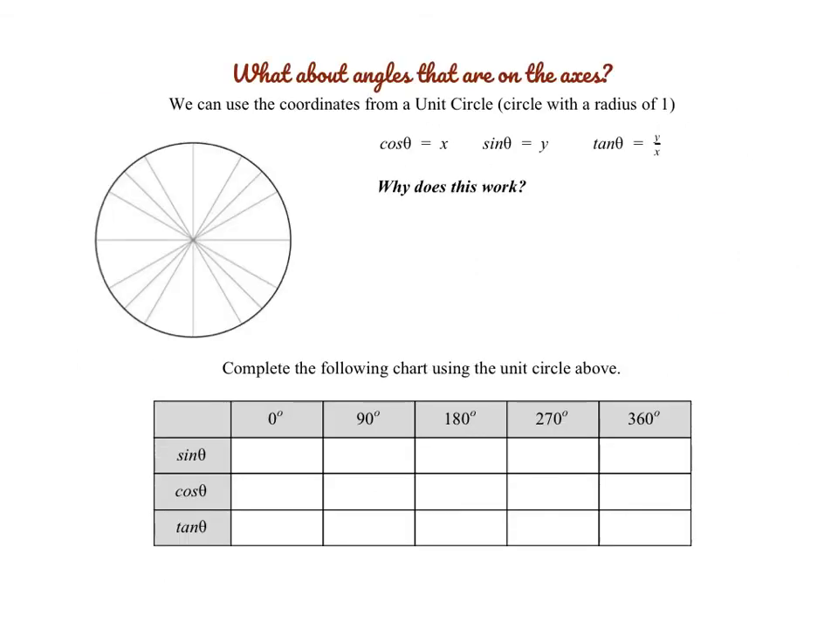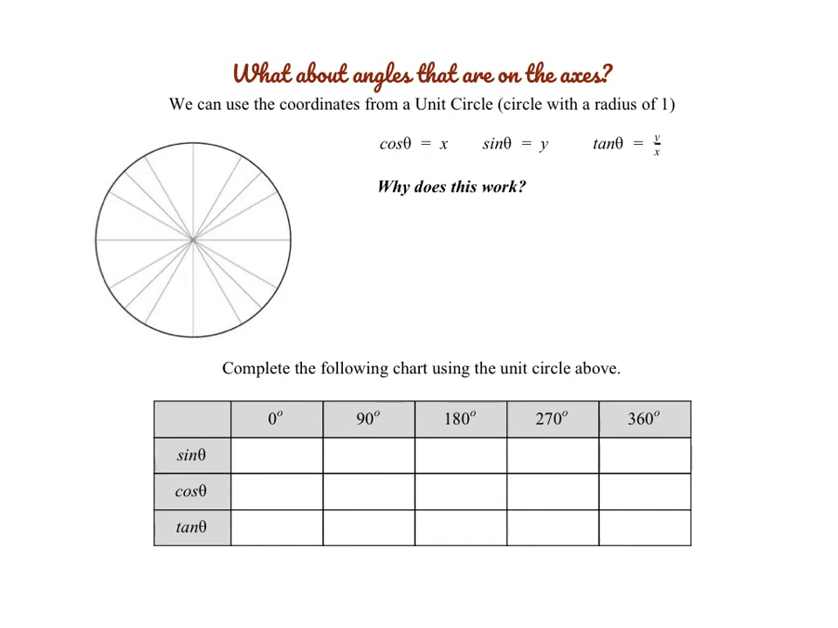So you might have noticed that we left out some really commonly used angles, which would be the angles that are on our axes, like 0 degrees or 90 degrees. So you'll see that those values weren't in our chart because we couldn't find them using our special right triangles. So how do we evaluate those?